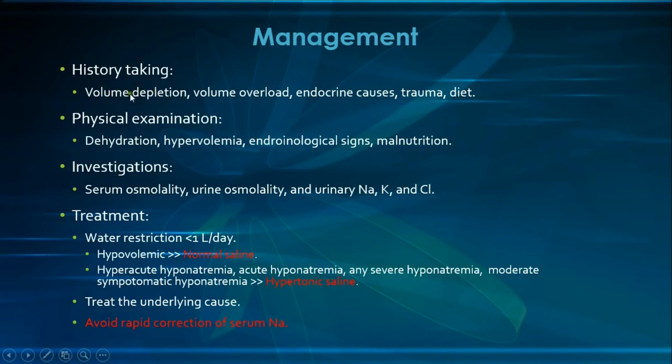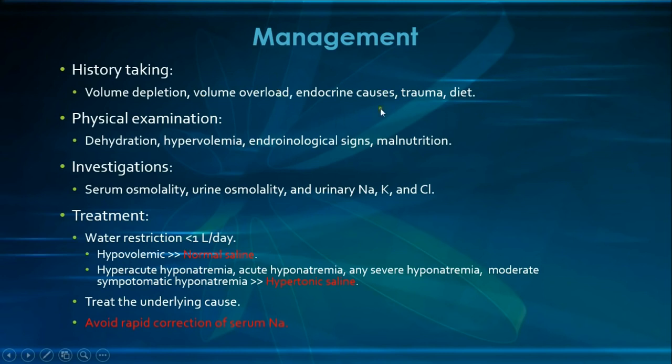And with the history taking, the first thing to ask about is any causes of volume depletion, as any history of diarrhea or vomiting or diuretics use. Any history of volume overload, as in psychogenic polydipsia, increased water intake, or any known CHF, or liver cirrhosis, or advanced renal failure, all of which are usually associated with volume overload.